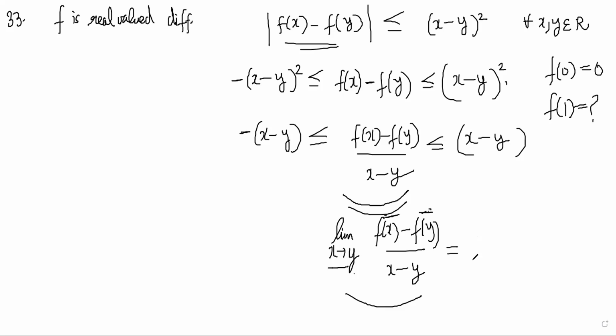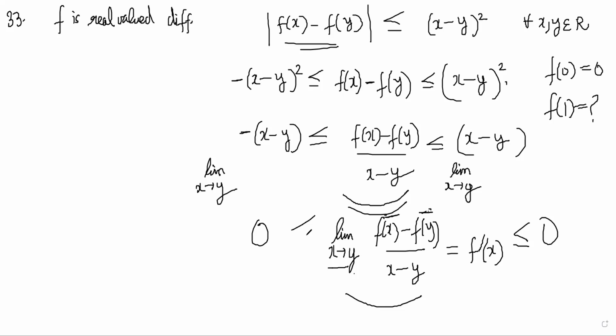Do you understand why this should be f dash x? This is f dash x, and when you took the limit of x tends to y here and the limit of x tends to y here, both are tending to 0, right? 0 is less than, so we are getting what? f dash x is 0. So one value has been given for the function, no?